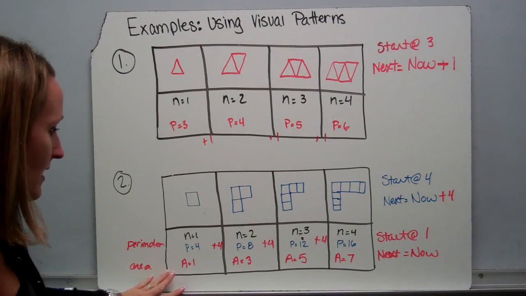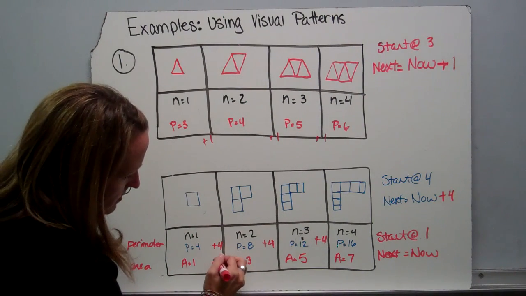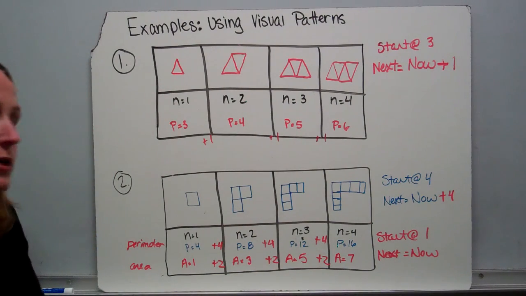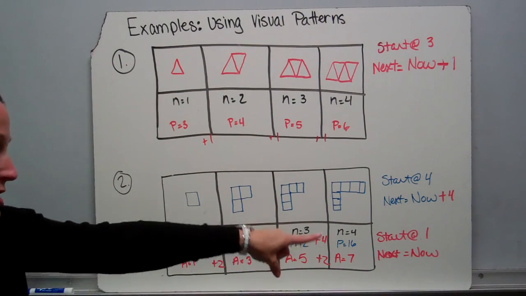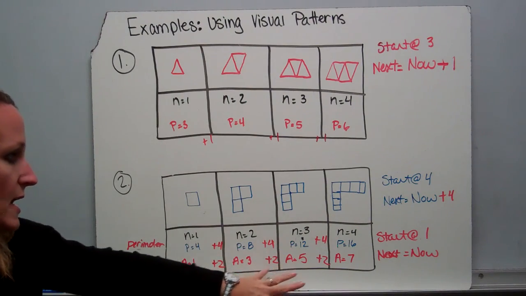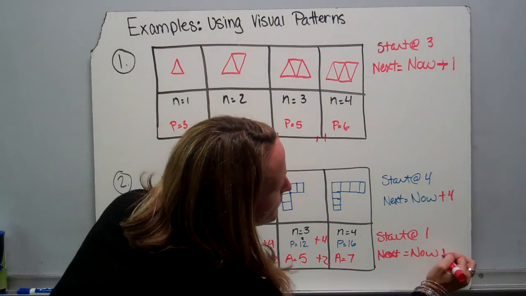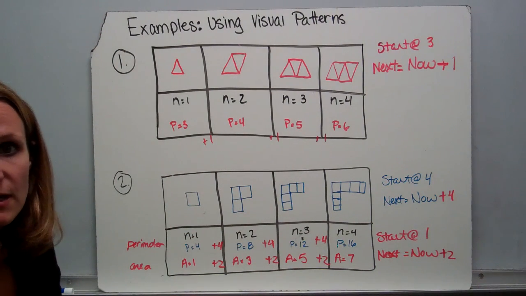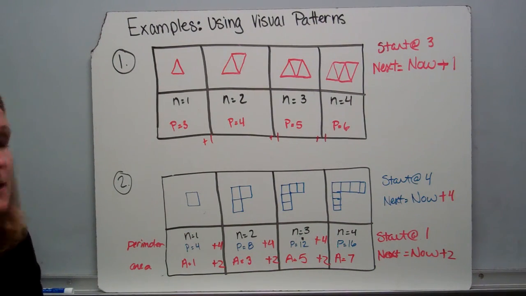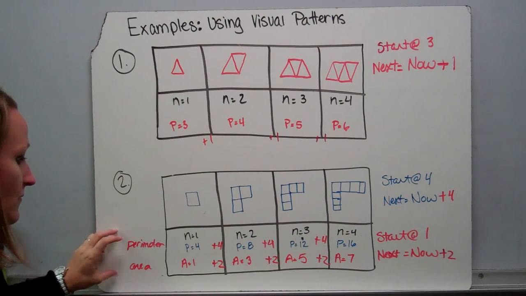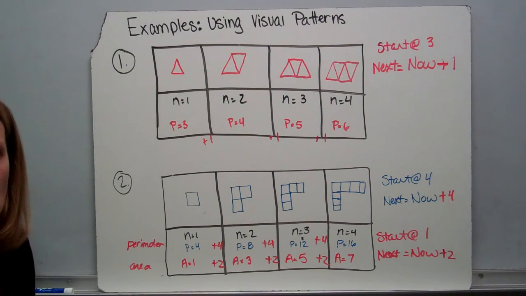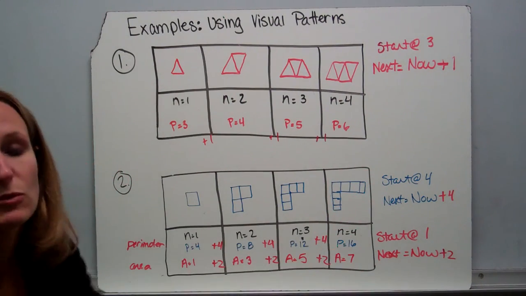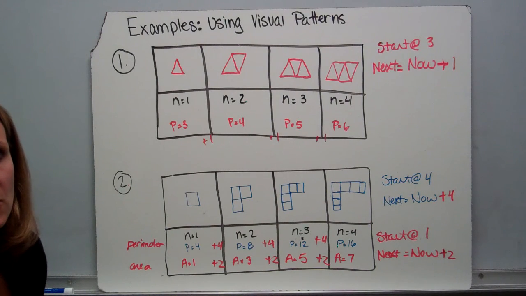Okay, so what about my area? Here it's 1, it's 2. So my recursive equation that represents area would be start at 1, next equals now, plus 2. So in this situation, I actually had two different recursive equations that represent the data. I was looking for two different things. So these are recursive equations. Every time, remember, you're going to do the start at and then the next equals now, and then the situation that you're dealing with.